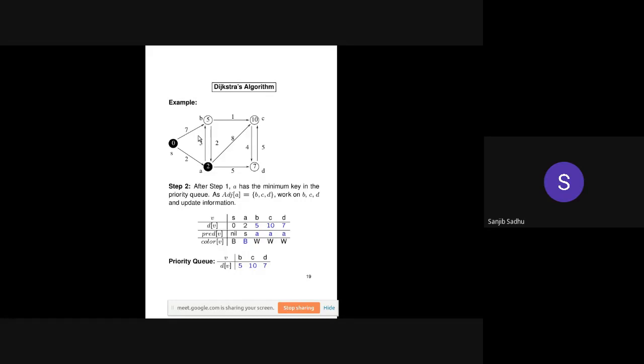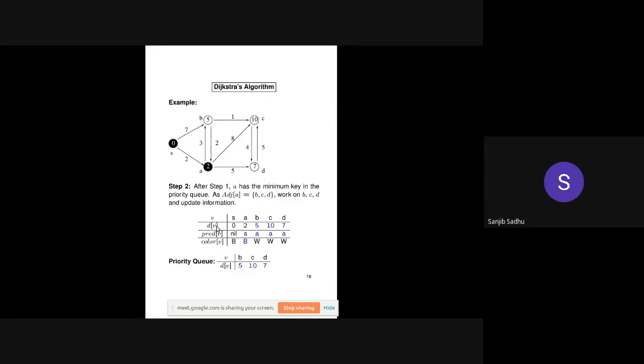Previous value or now this value? Tell me. This value, sir. So 7 is greater, sir. Greater than, so I need to update it. Yes, sir. So what I will do? I will set DB as 2 plus 3, 5.